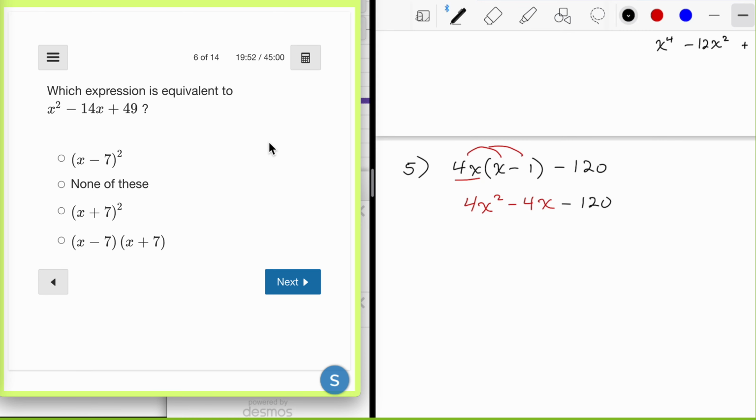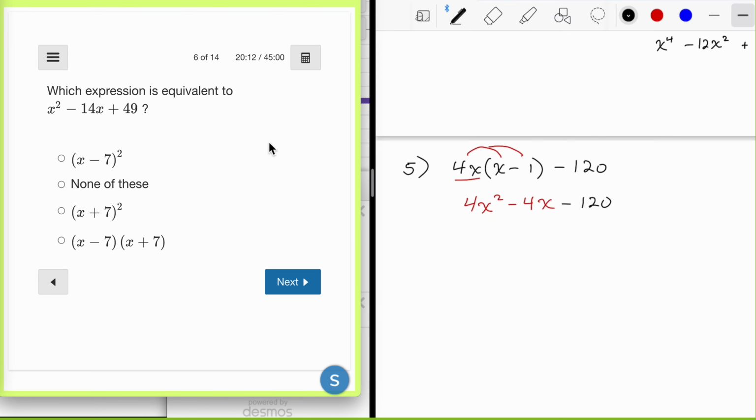This would be number 6, I guess. Oh, it says it right there. It's kind of a repeat problem. It's another one of those questions where, if you recognize that the binomial squared means take that binomial and write it a second time, that x minus 7, basically.